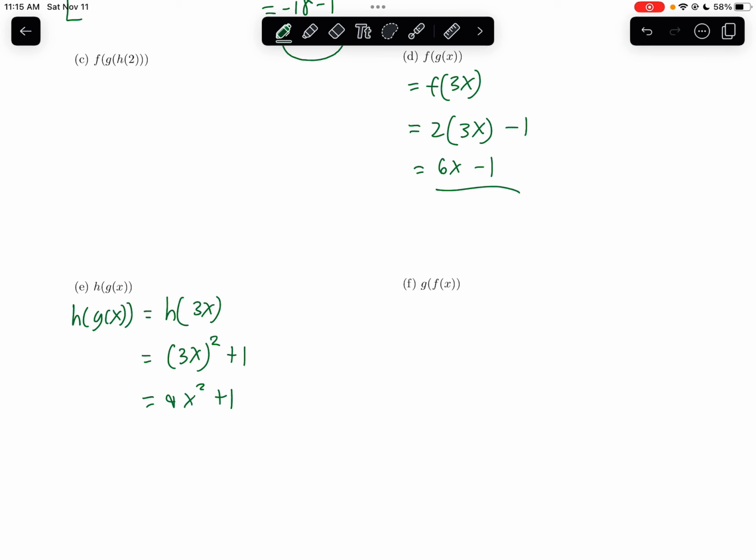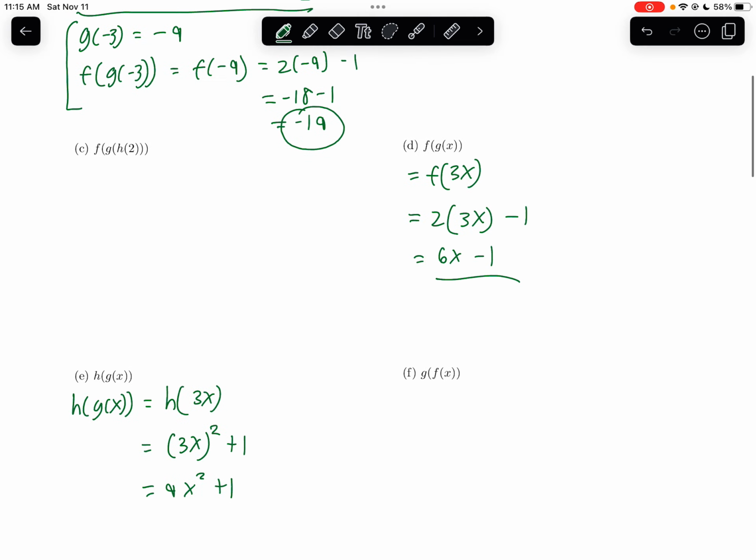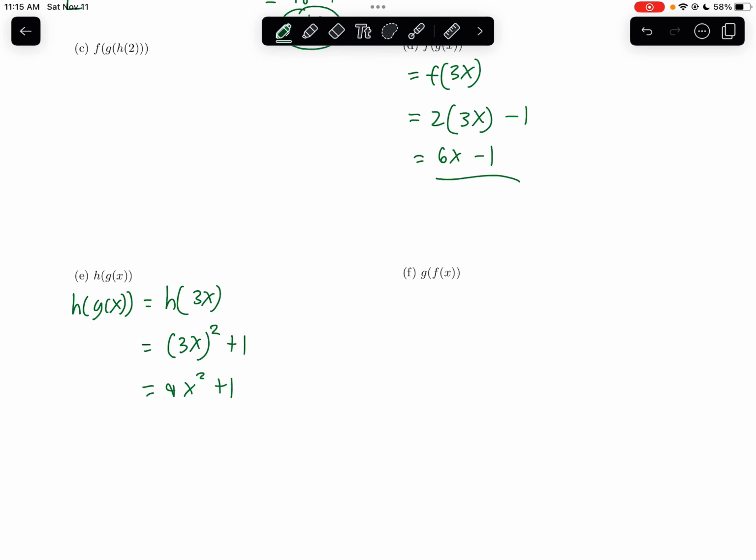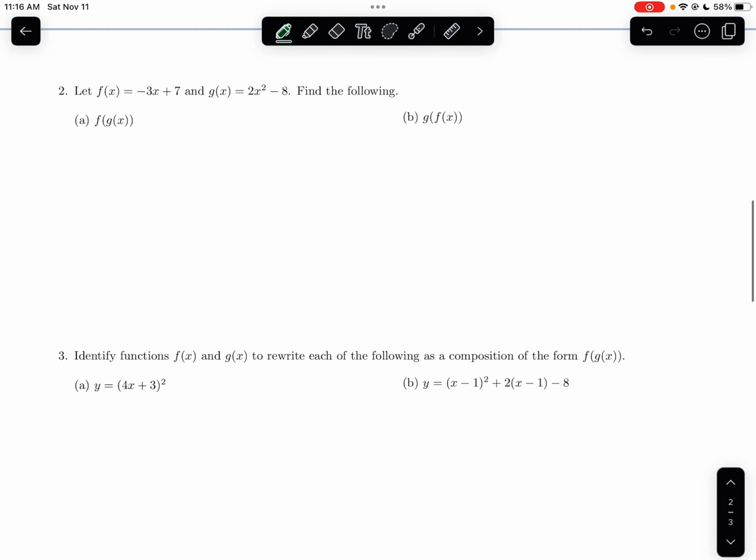And there's no questions here asking you for an output value, but you could easily compute something like h of g of 1. For instance, you could put 1 into the formula here and get 10, or you could find g of 1 separately and then put that value into h. Either way.